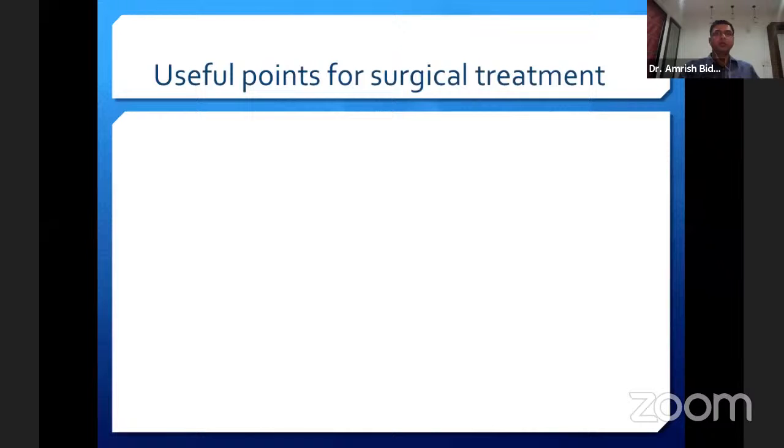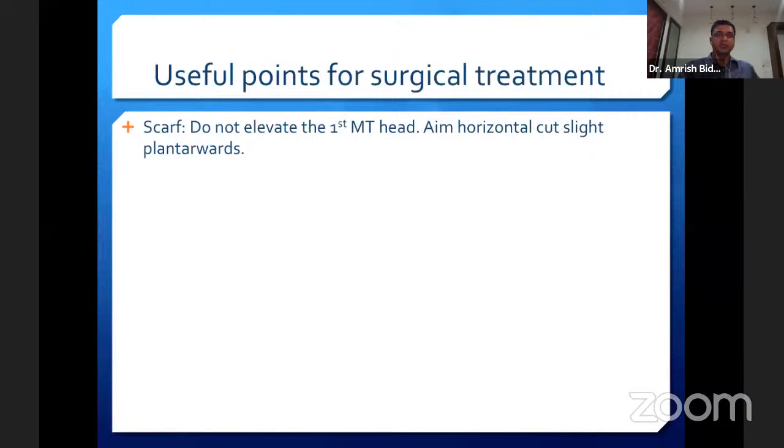So what do you do to stop these things from happening? Okay, so if you're doing a scarf osteotomy, make sure you do not elevate the first metatarsal head. When you saw the picture, we have done a cut and we have shifted it. Okay, we've shifted the metatarsal head on the inside. Now, if your cut is going up or even neutral, there's a possibility that even if it's slightly up, the metatarsal head which you're shifting along this plane can go up. And if it goes up, the rest of the metatarsal heads remain down, and then they get metatarsalgia.